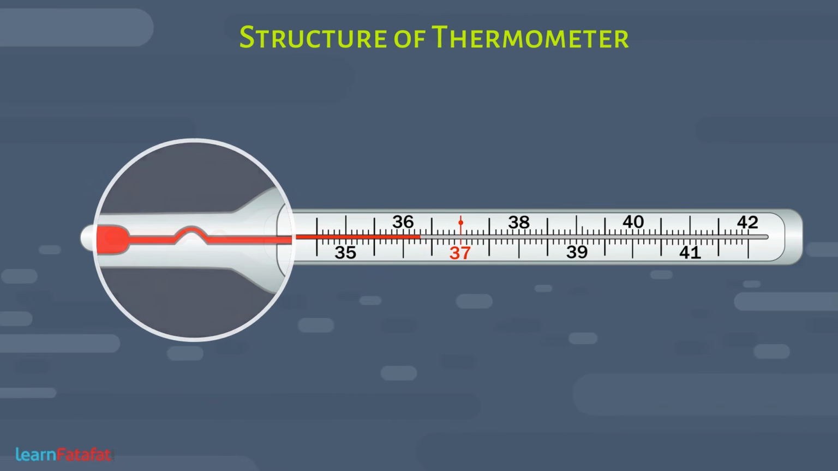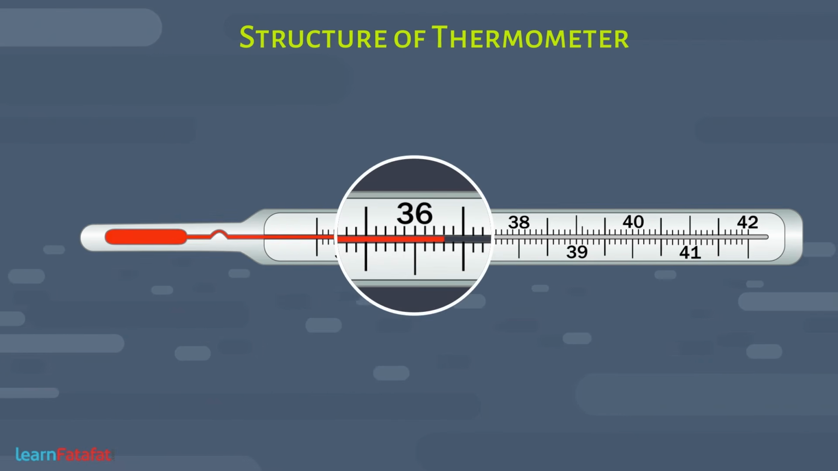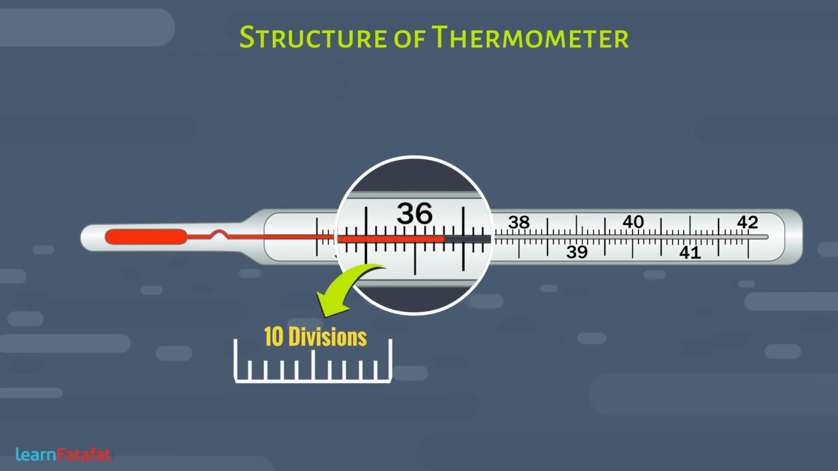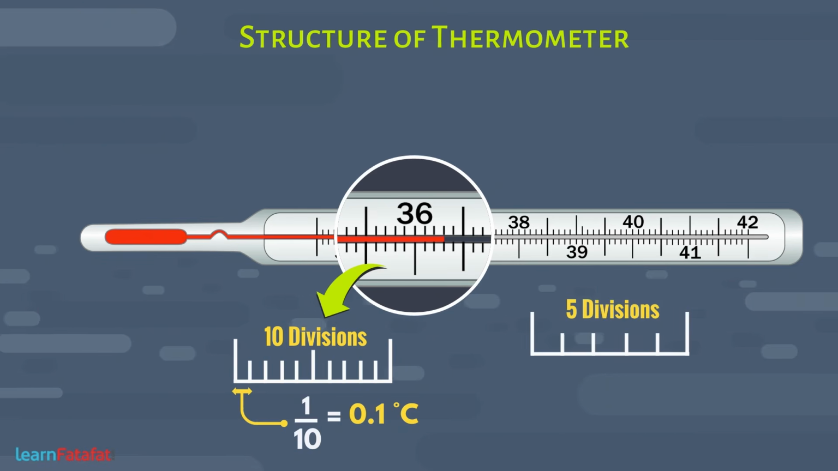To get more correct reading, there are some divisions between two consecutive numbers. If there are 10 divisions, then each division signifies 1 by 10, that is equal to 0.1 degrees Celsius temperature. And if there are 5 divisions, then each division suggests 1 by 5, that is equal to 0.2 degrees Celsius temperature.